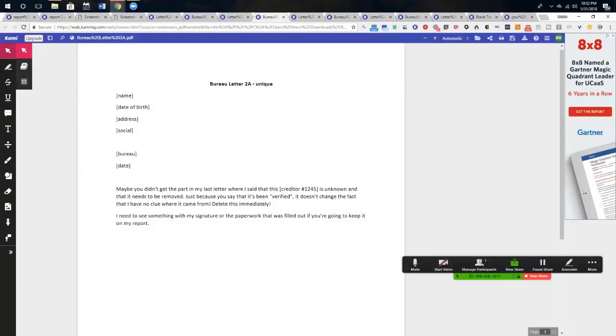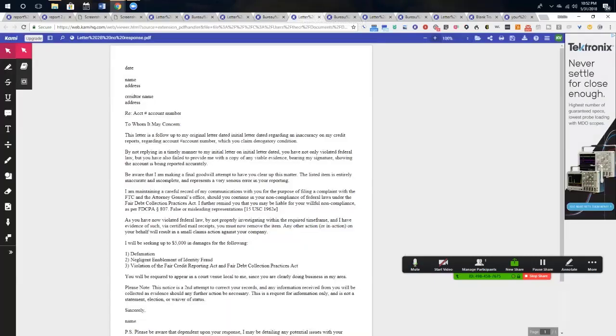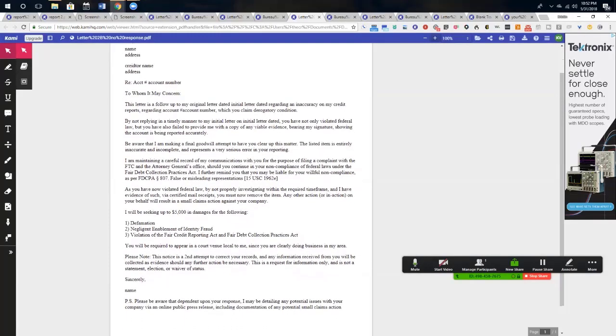All right, so now let's look at the other way. Let's say that they just don't respond at all. So you're going to send letter 2B. Now, if you are a credit repair company and you really don't know who sends what, who's responded, because your clients don't give you any of the paperwork back because that's normally the way that it goes, then just go with letter 2B.